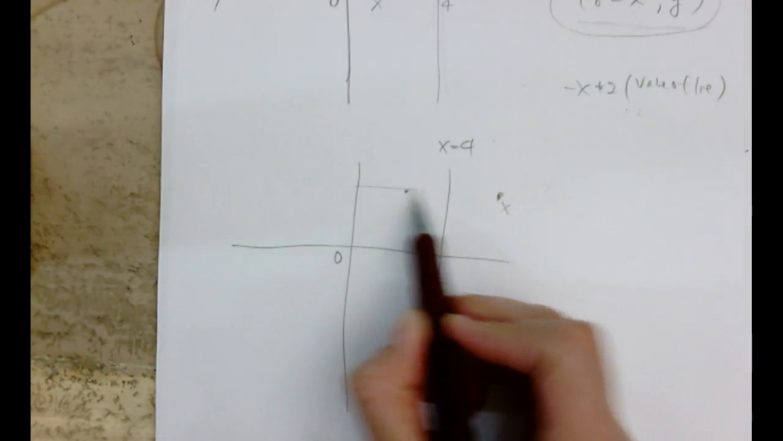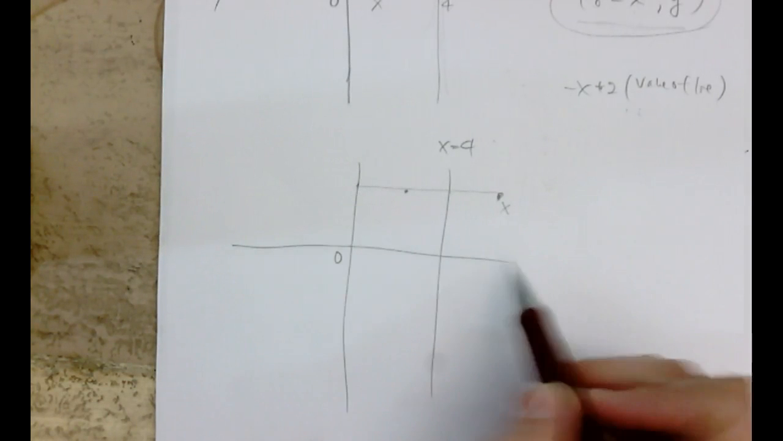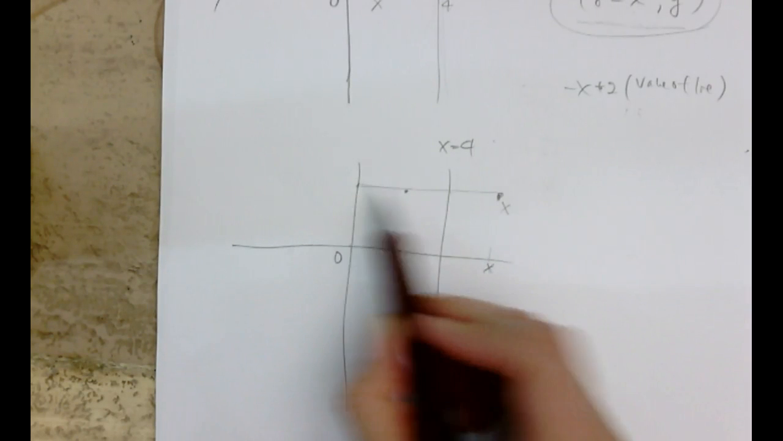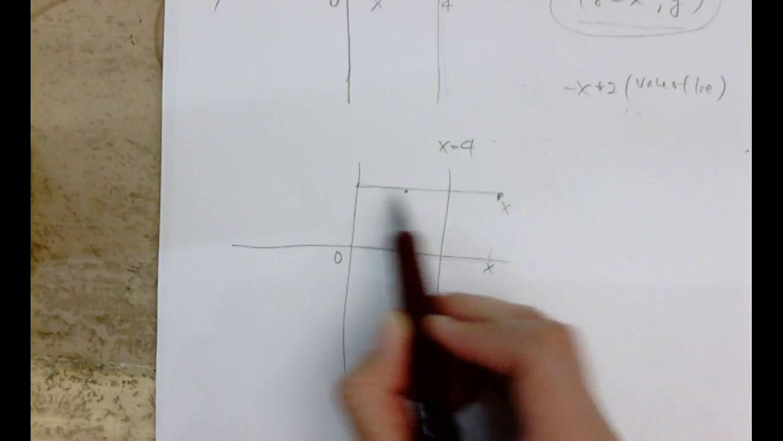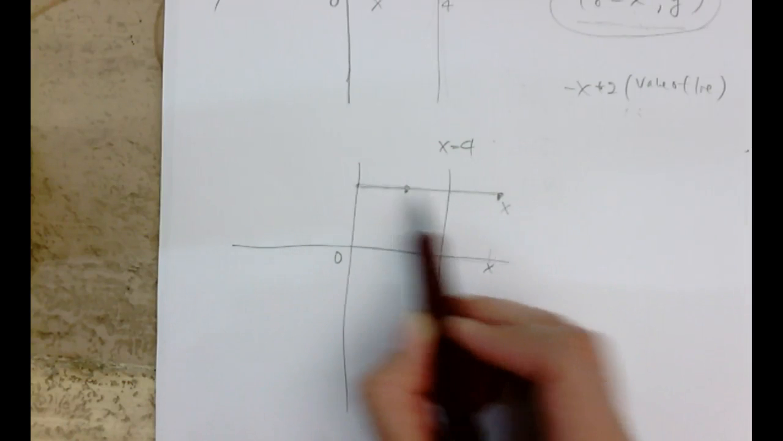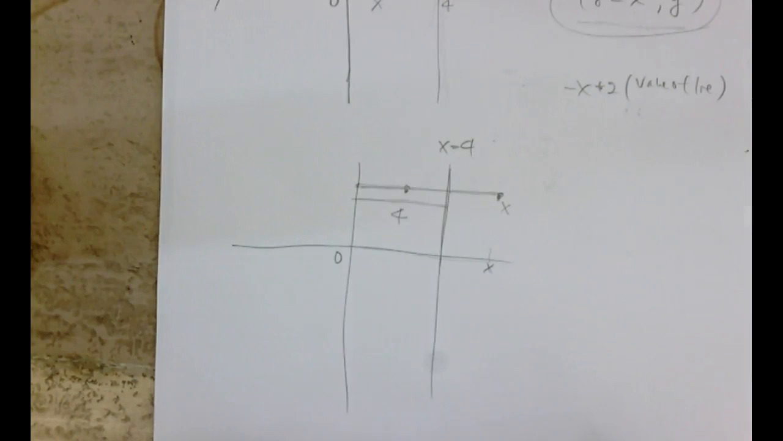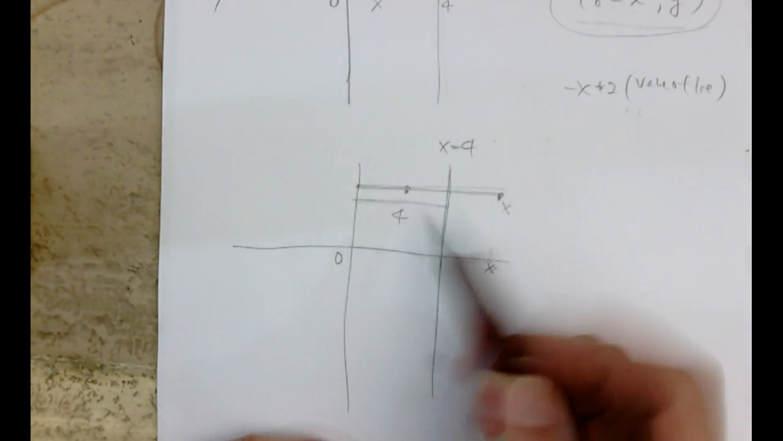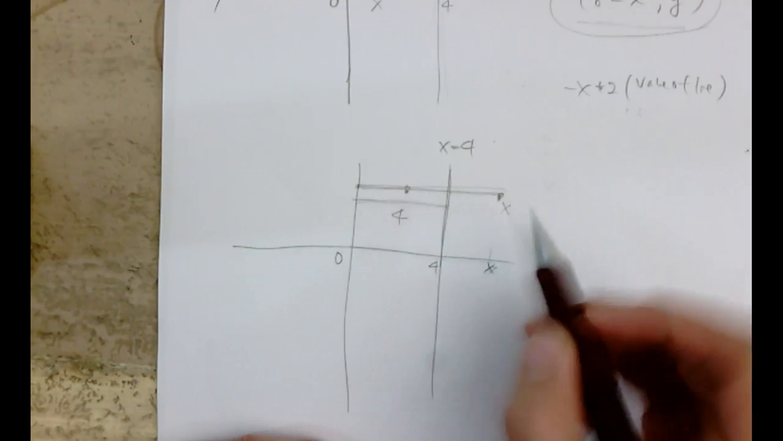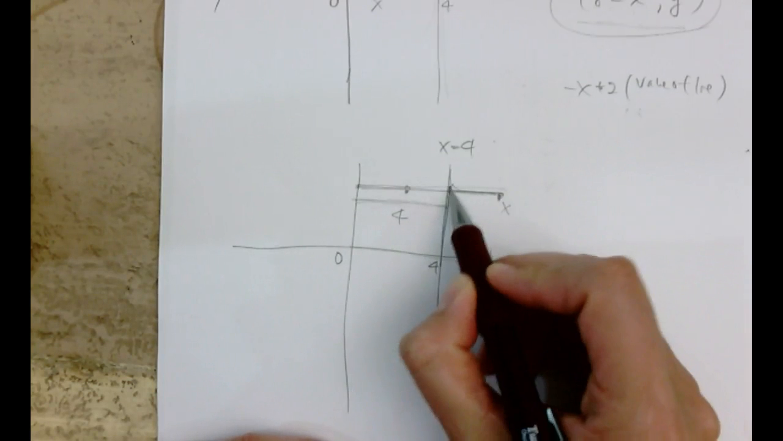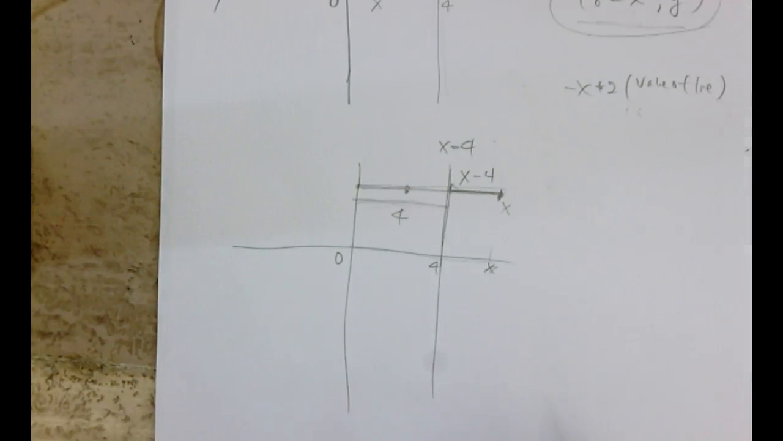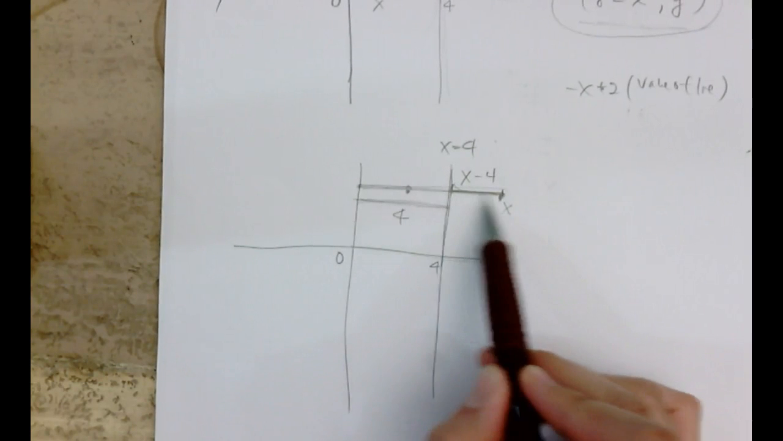So this whole distance right here, from x equals 0 to x, is x. And this is x equals 4, so this distance right here is 4. This whole distance is x, and this distance is 4. You see that? So the distance from x to x equals 4 should be x minus 4. Right? x minus 4 will give you this.